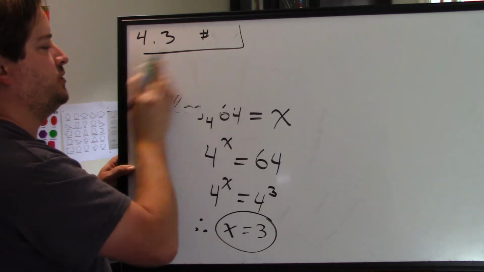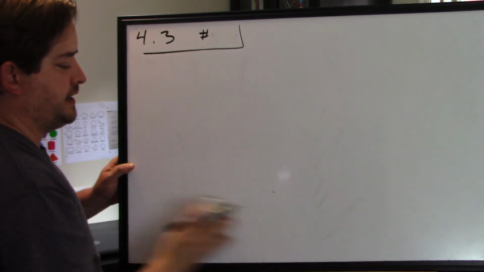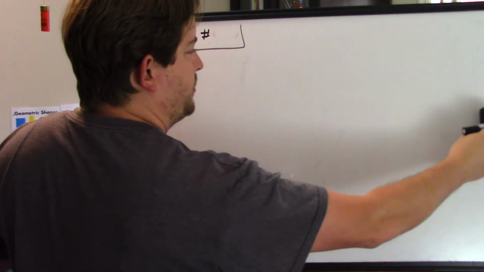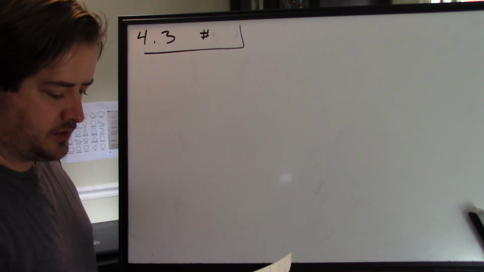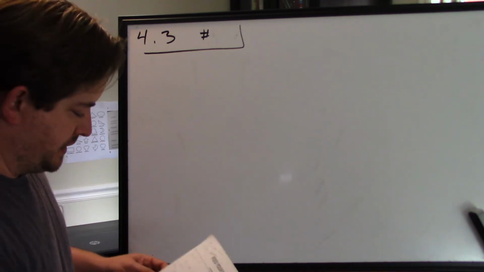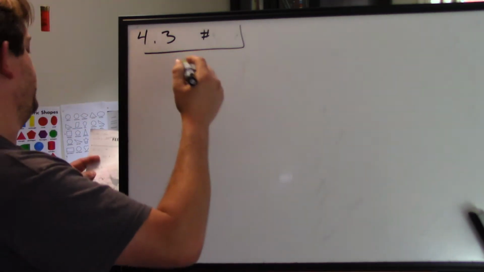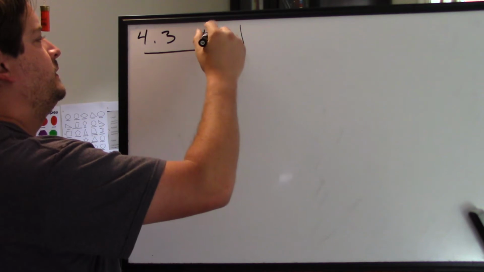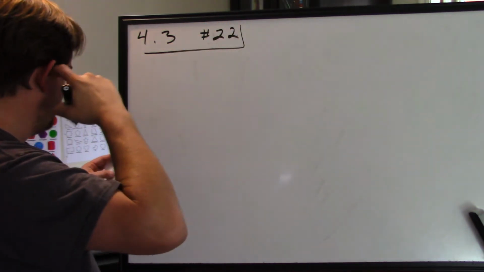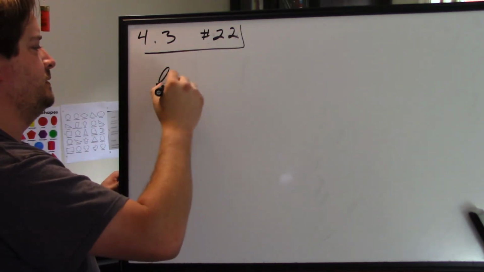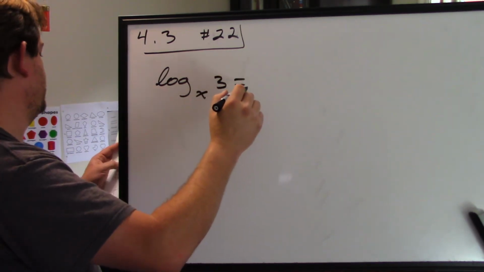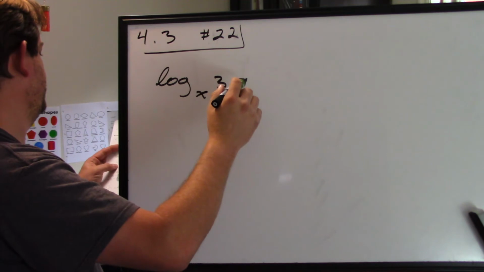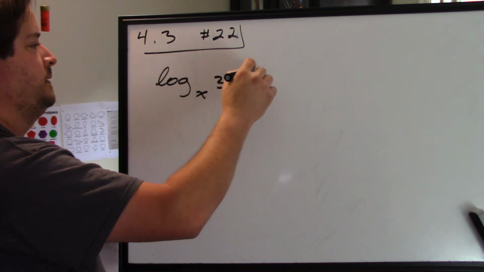And let's look at 22. That was the one that somebody asked about. If I remember right, they wrote down the answer and then asked, is this correct? So let's take a look at it. And I think they were right. It was log base x of 3 equals 1/3.